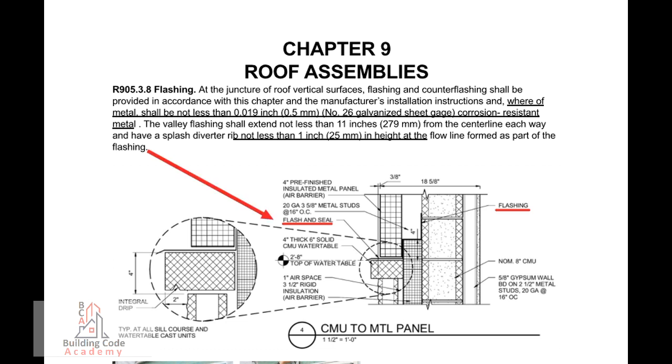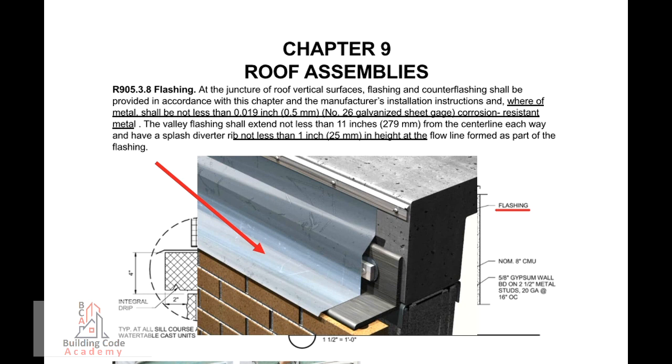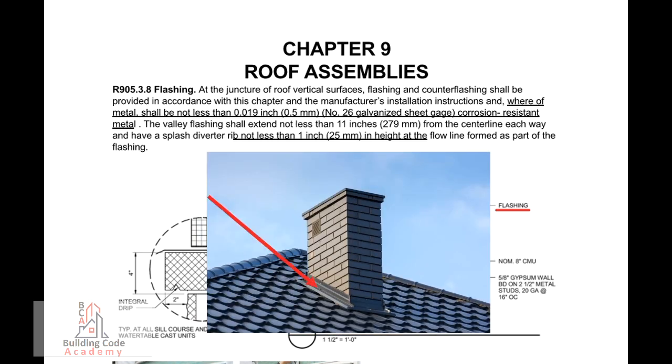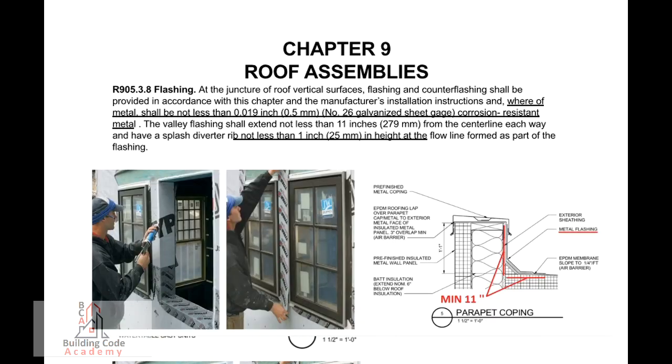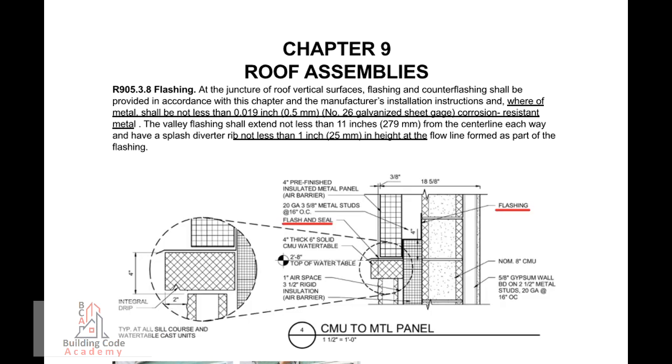R905.3.8 Flashing. At the juncture of roof vertical surfaces, flashing and counterflashing shall be provided in accordance with this chapter and the manufacturer's installation instructions, and, where of metal, shall be not less than 0.019 inch, 0.5 millimeters, number 26 galvanized sheet gauge, corrosion-resistant metal. The valley flashing shall extend not less than 11 inches, 279 millimeters from the center line each way, and have a splash diverter rib not less than 1 inch, 25 millimeters in height, at the flow line formed as part of the flashing.